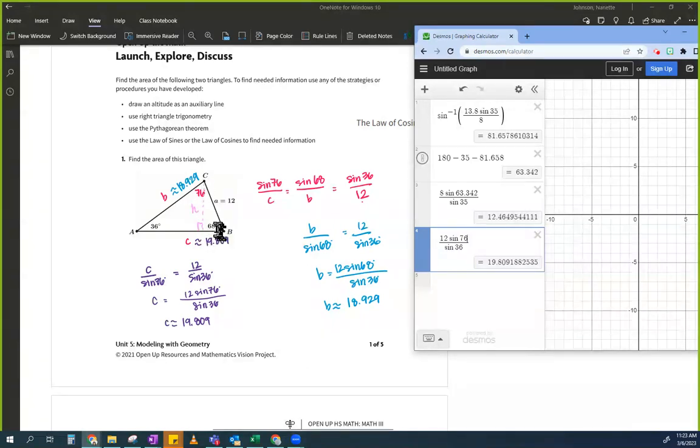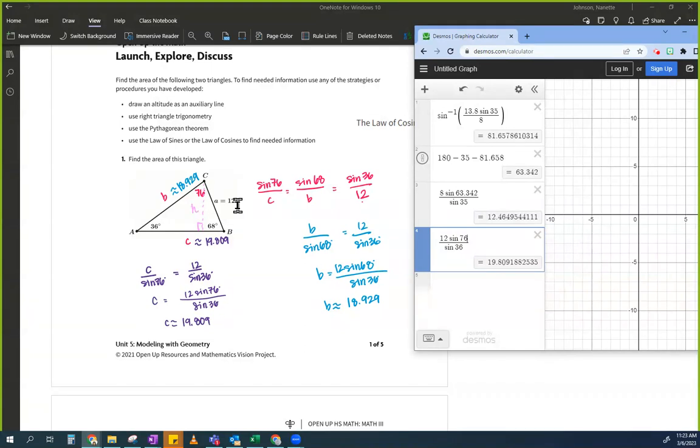Yes, very good. We can use sine of B. You can also use sine of A. It doesn't matter which one you use. So once you find that height, then you can take your height and multiply it by your base divided by 2, and that's your formula. Okay, so I'm going to walk through that really quick. Someone said sine of B, so I'll go with that.